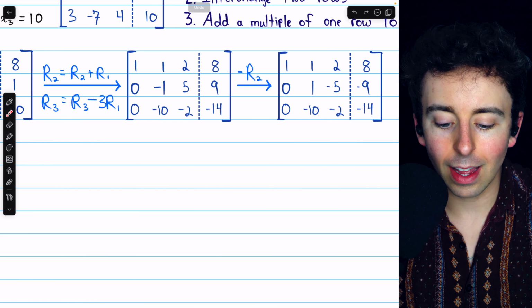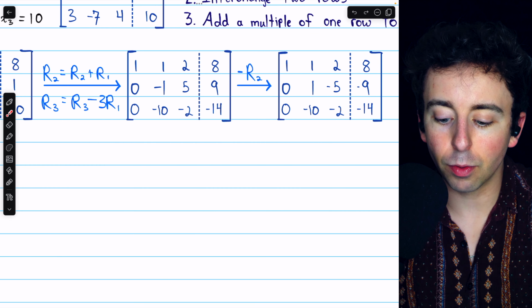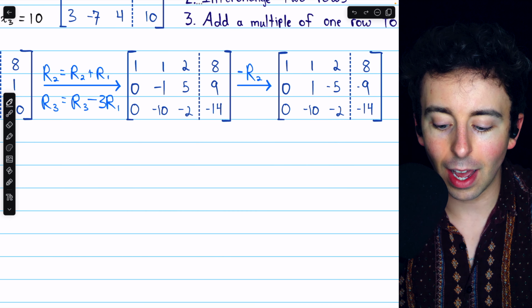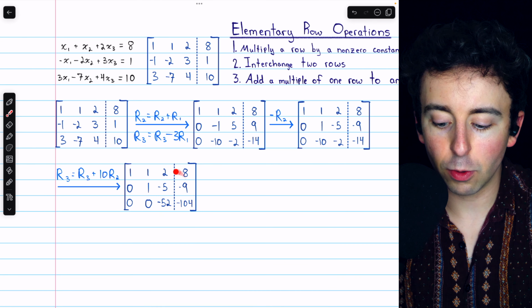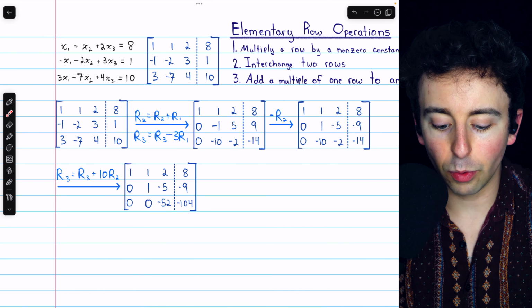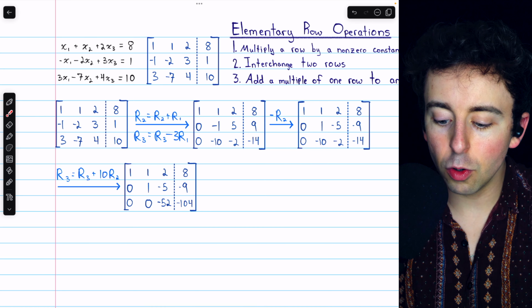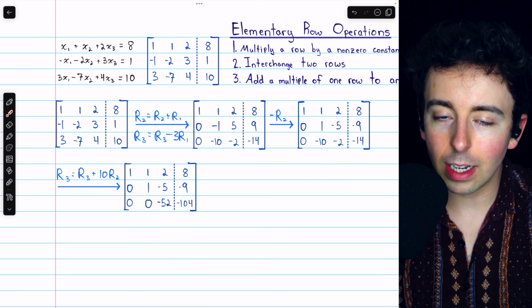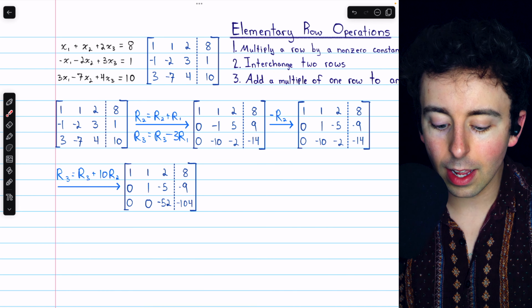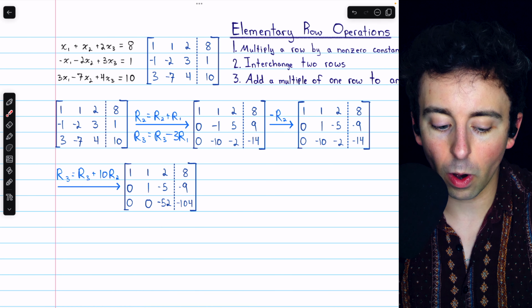So to accomplish that, we will add 10 copies of row 2 to row 3. Thus, this -10 will be cancelled out. And doing that gets us to this matrix here. -10 plus 10 times 1 is 0. -2 plus 10 times -5 is -52. And -14 plus 10 times -9 is -104.